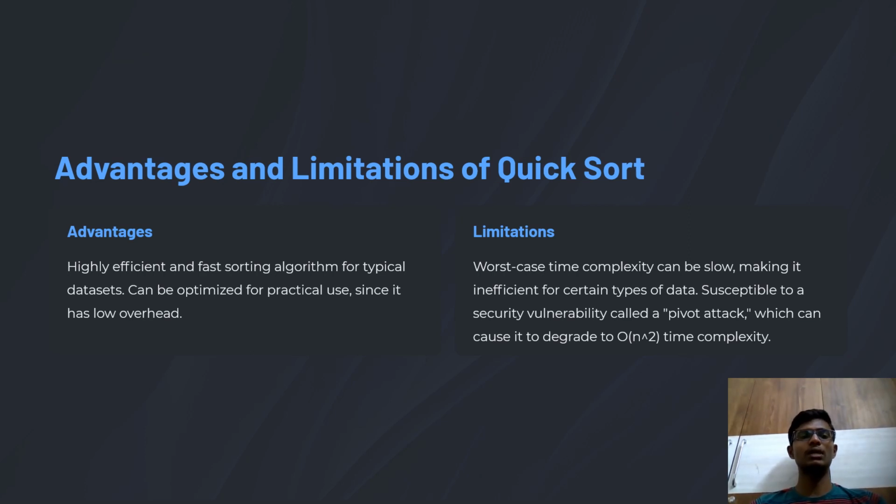In this slide, we will be discussing the advantages and limitations of the quicksort algorithm. When we come to the advantages, the first advantage is that it is highly efficient. As we know, the quicksort algorithm is one of the most efficient algorithms used in computer science to sort data or an array. It is used most widely in all cases for sorting an array. There are multiple sorting techniques, for example, selection sort, etc. But it is one of the most efficient algorithms used at the present stage. It is a fast sorting algorithm for typical data sets, and it can be optimized for practical use since it has low overhead.